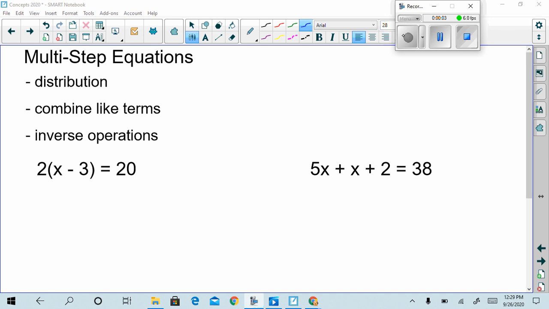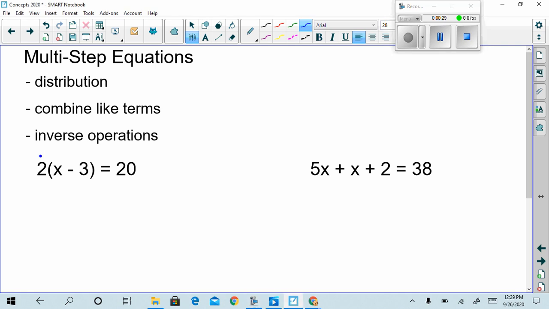In our last class, we explored the one-step and some two-step equations. Now I'd like to solve some multi-step equations. We might be looking at a distribution or combining like terms and inverse operations. So there are many different things that we will encounter. In our first example for today, we're going to see a distribution.